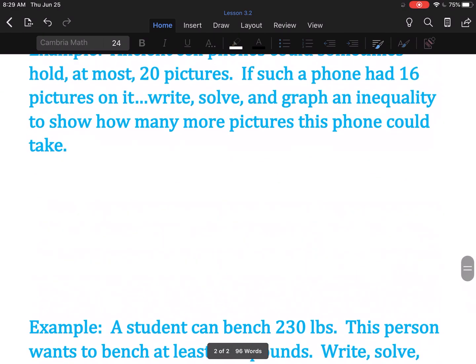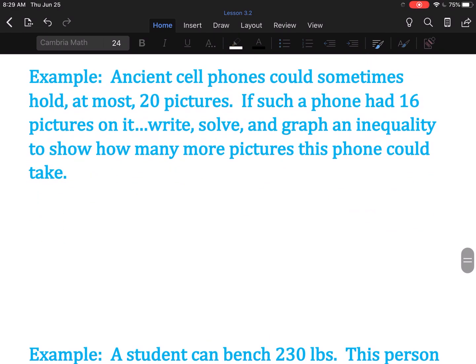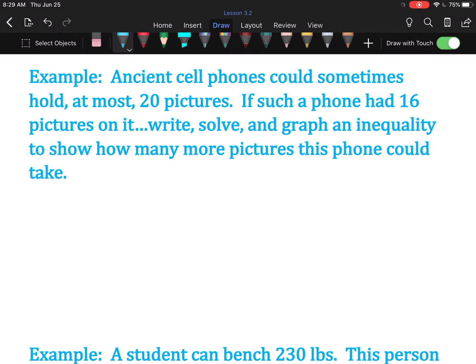Oh boy, word problems. Ancient cell phones, yes, ancient, like 20 years ago, could sometimes hold at most 20 whole pictures. If such a phone had 16 pictures on it, write, solve and graph an inequality to show how many more pictures this phone could take. Okay, so we already have 16 pictures. We will be adding p pictures, we don't know how many, and we can hold at most 20. So our limit is 20, and at most means we have to be smaller than or equal to that.